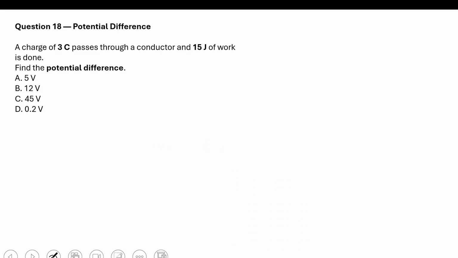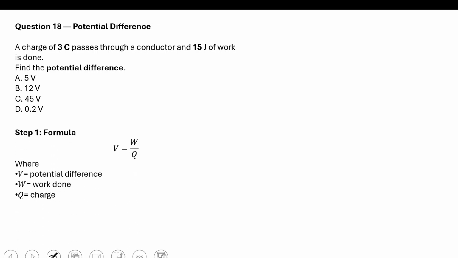All right. Number 18 is on potential difference. A charge of 3 Coulomb passes through a conductor and 15 joule of work is done. Find the potential difference. So potential difference V is equal to work over charge. V is potential difference, W is work done, and Q is charge. On substitution, we have 15 over 3 and the voltage is 5. Answer is A.